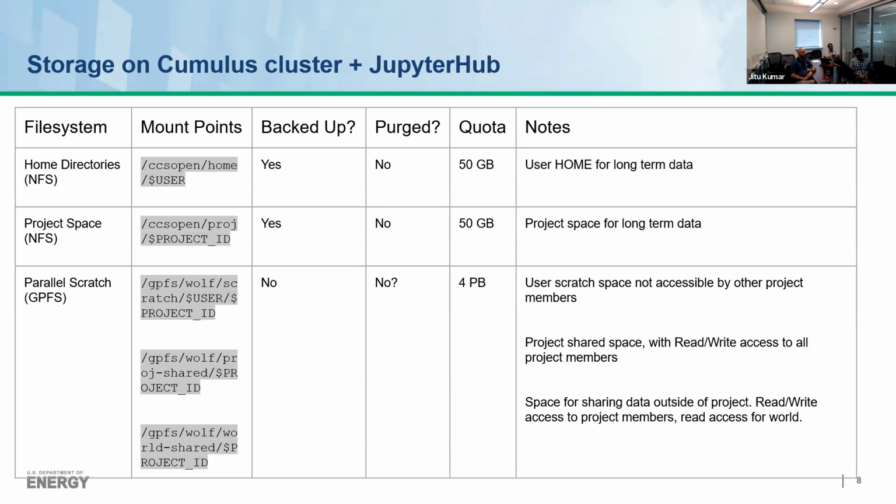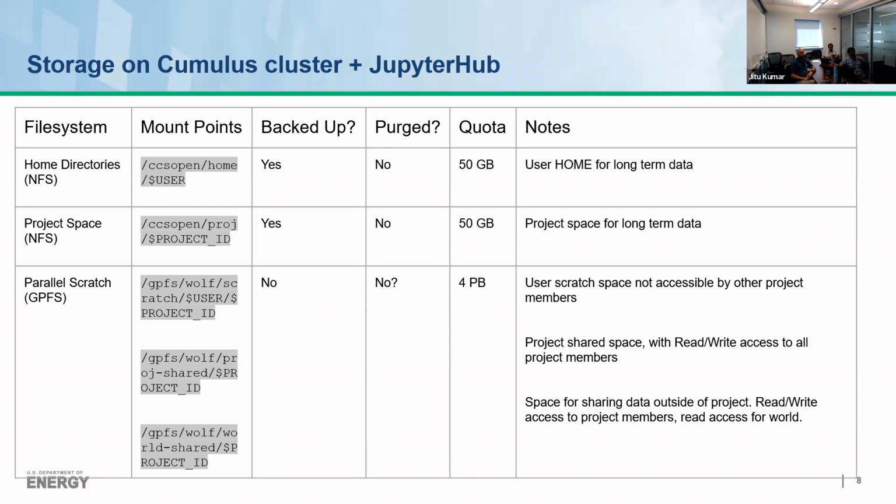But there can be cases where you want to share data sets beyond your project with other users on the system. For that purpose, you have access to the world shared directories. Any data copied over to a world shared directory by default provides read and write access to your entire project team, but read access for the rest of the world, as in the rest of the users on the Cumulus cluster or on the JupyterHub. So that's the high-level schematic of how different storage areas are available to you on this system.